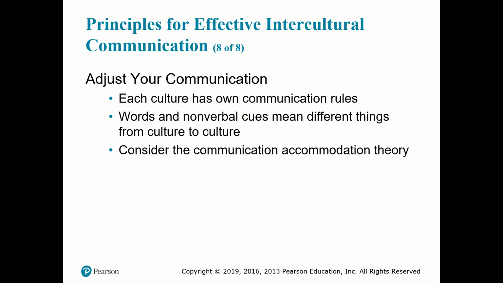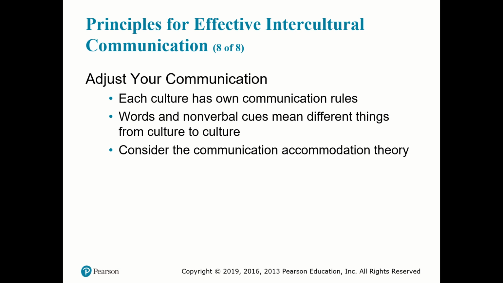Communication accommodation theory, they mention here, basically it means what it says. We accommodate, we adapt to the person that we're talking to. Particularly with this theory, it's adapting to the listener's communication style. So if I know that you and I do not communicate the same way, whenever I open the lines of communication, I'm going to communicate with you in a way that I think that you will appreciate, instead of insisting that we communicate in the way that I typically communicate.